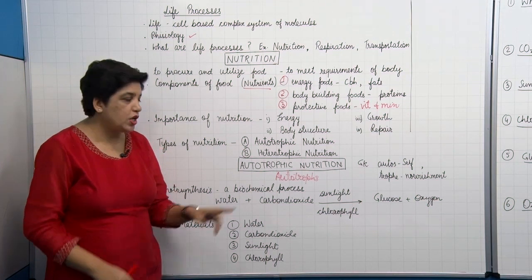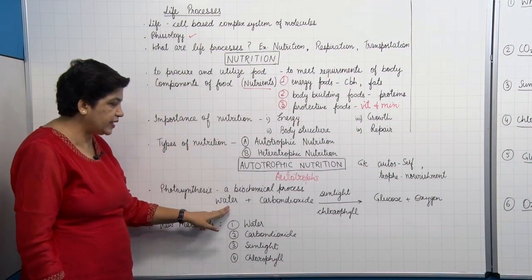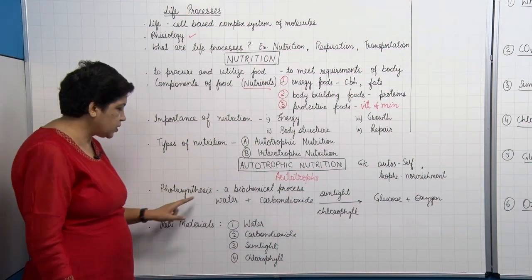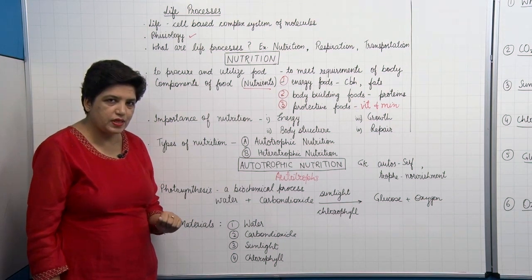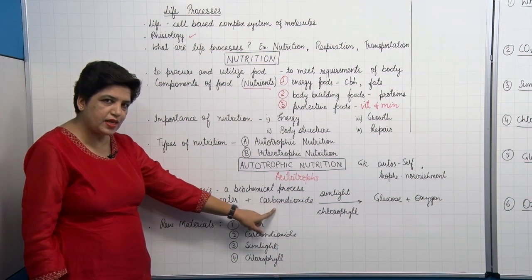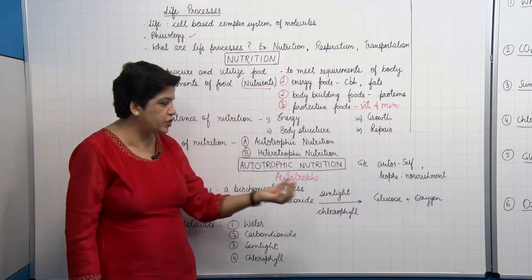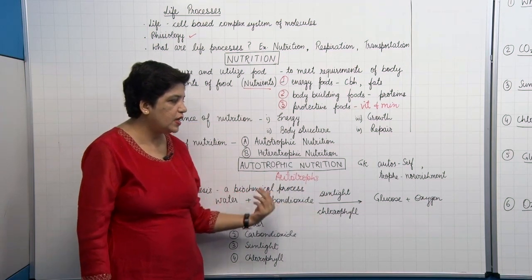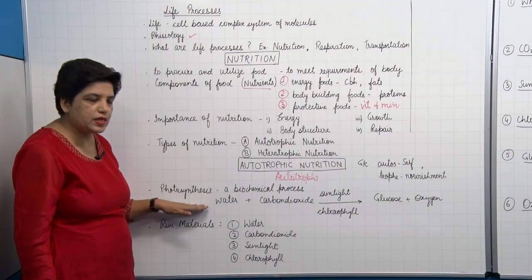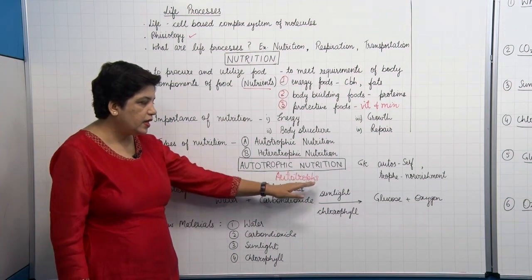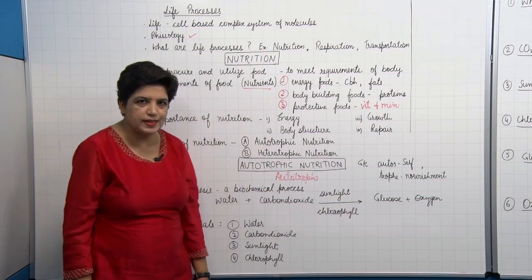So all the green plants and green algae come under this category of autotrophs. The process by which these autotrophs make their own food by utilizing inorganic substances, that is water and carbon dioxide, is known as photosynthesis. So photosynthesis is a biochemical process. They combine water and carbon dioxide, and the word photo means sunlight, so they use sunlight here as the source of energy. In the presence of chlorophyll, they form glucose and oxygen. So this is the basic reaction of photosynthesis. Water plus carbon dioxide, in the presence of sunlight and chlorophyll, gives glucose and oxygen as the products of photosynthesis.